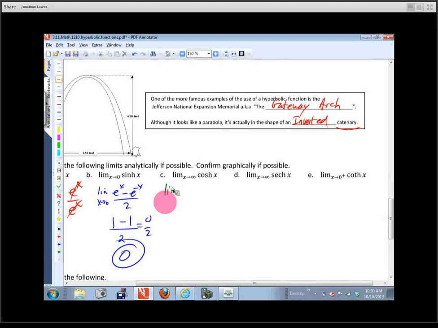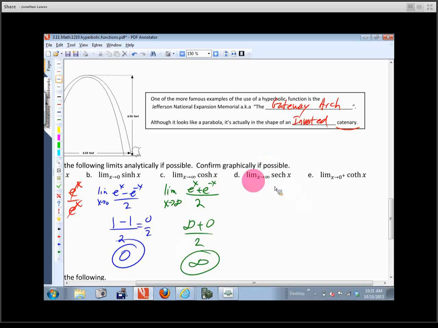So this would be the limit as x approaches infinity. The definition is e to the x plus e to the negative x all over 2. What does this part tend toward? This one tends toward infinity. What about this part? 0 all over 2. The top's tending toward infinity. The bottom is a finite number. So the limit is infinity. That's going to increase without bound. Dividing it by 2 isn't going to change the fact that it increases without bound. So our limit's going to be positive infinity.